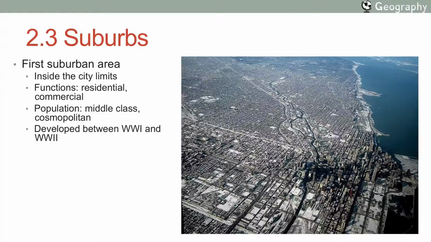The first suburban belt is right around the 19th century residential and industrial area. They are still inside the city limits. The functions are residential and commercial, and it offers a lot of services to the local population like schools, libraries, and public transportation. The population living in it is mostly middle class and cosmopolitan. It's still a diverse and mixed origin population. This area has been developed between World War I and World War II.